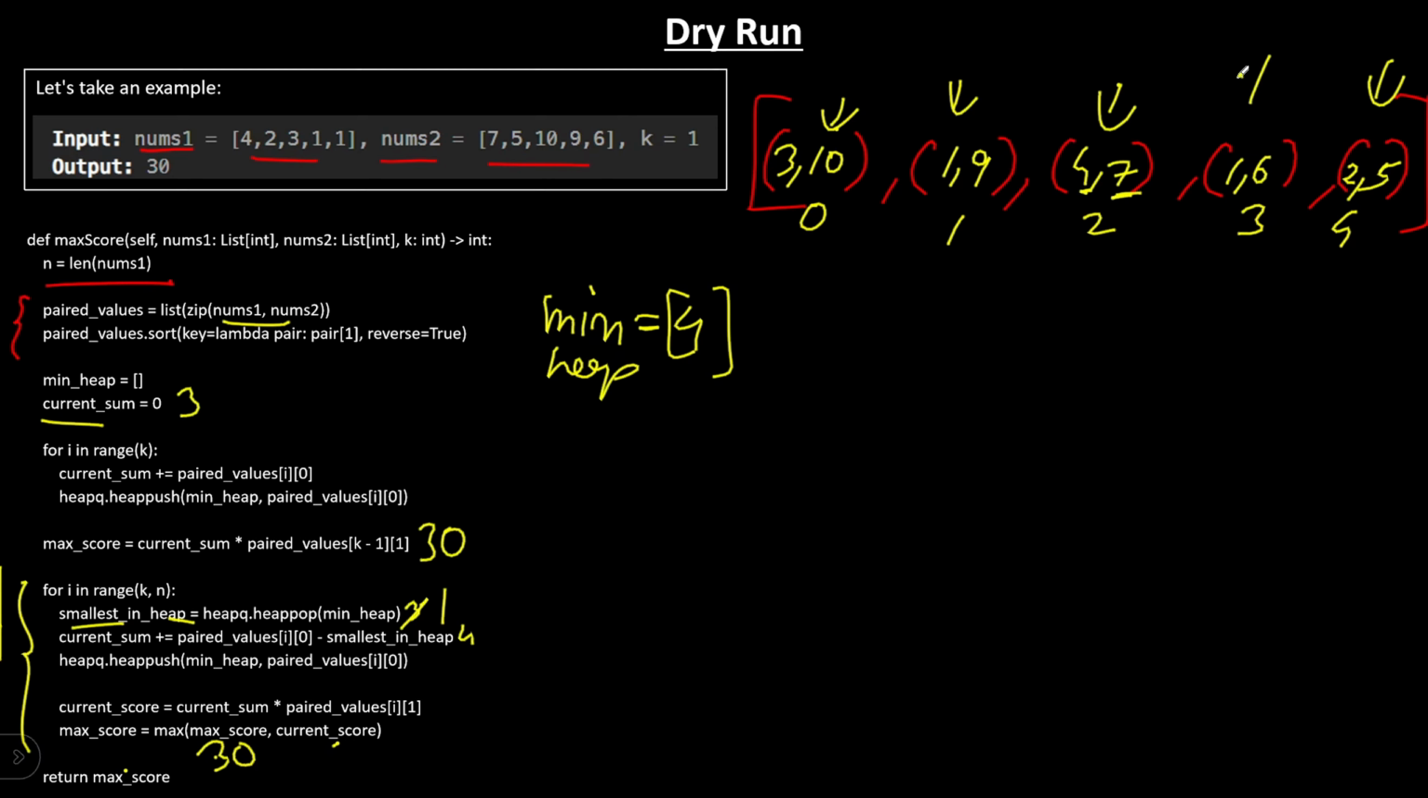Again, we came to the third index. Now it's 1, 6. The smallest in the heap is 4 right now, fine. So let it be 4 here now.